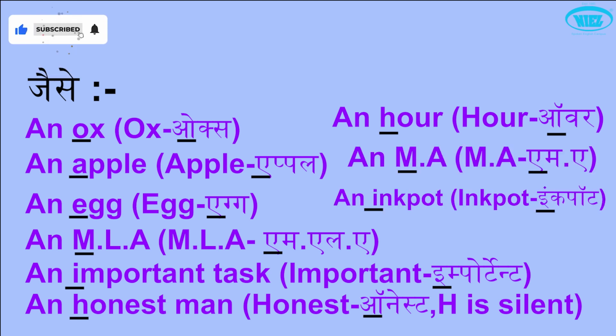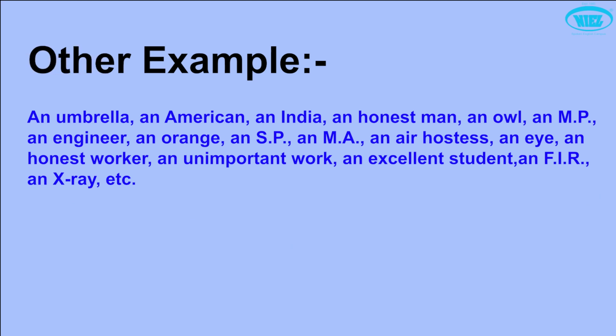Let's see some more examples. An umbrella, an American, an Indian, an honest man, an owl, an MP, an engineer, an orange, an SP, an MLA, an MA, an air hostess, an I, an honest worker, an unimportant work, an excellent student, an FIR, an X-ray, and many more words are there.